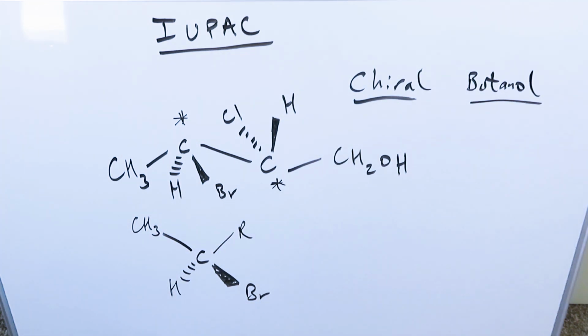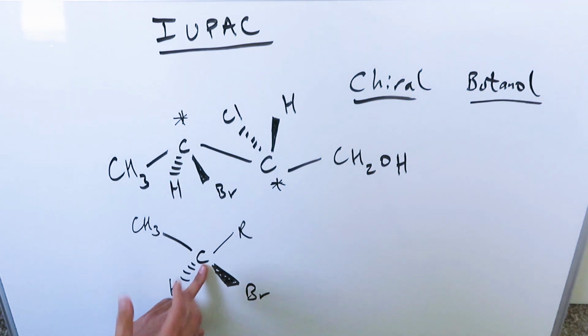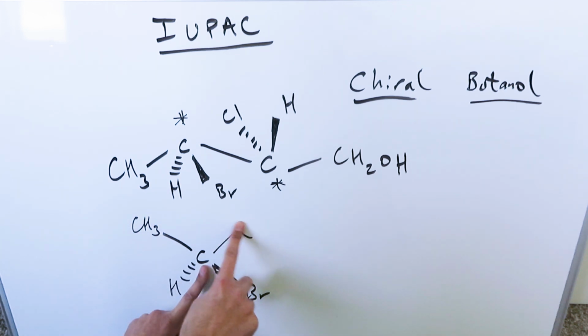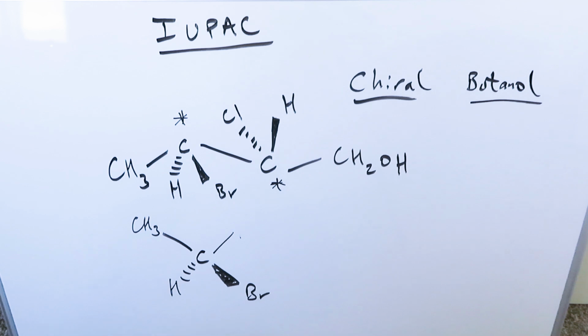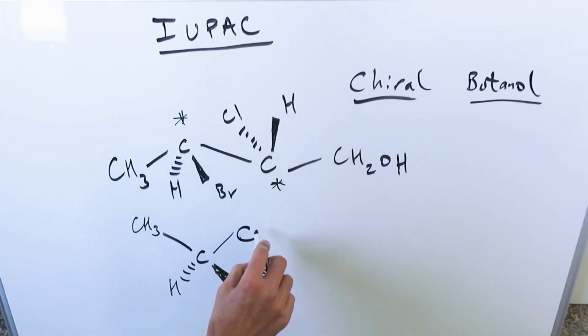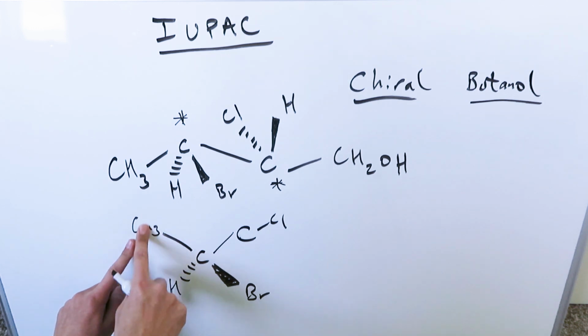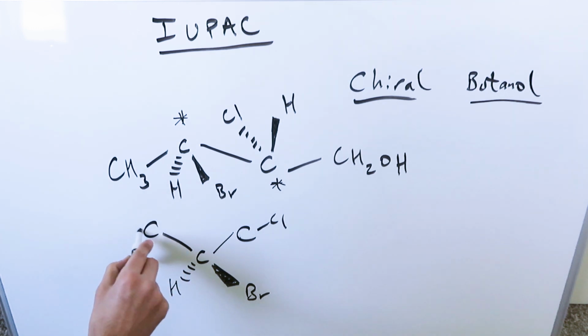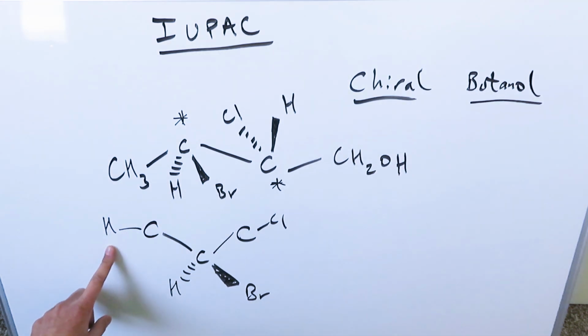Now we have to prioritize these. When you prioritize them, you're looking at the atoms directly attached to your chiral carbon. Here's my chiral carbon. The atoms directly attached are bromine, hydrogen, carbon, and then a certain R. But this R, which is the rest of the molecule, is still a carbon. The carbon is directly attached to it, but then directly attached to that carbon is a chlorine. Here directly attached to your carbon is a bunch of hydrogens, but I'm only writing 1 hydrogen.